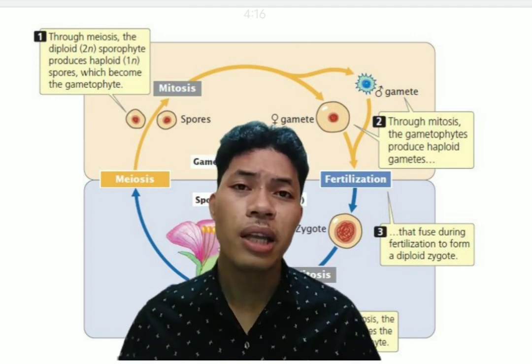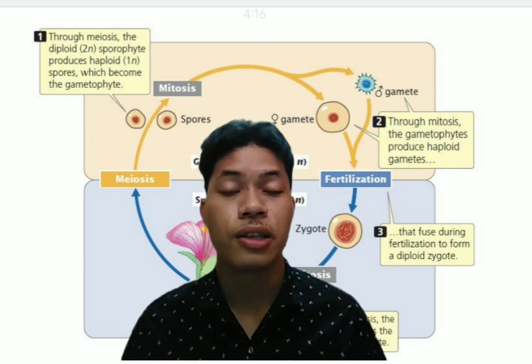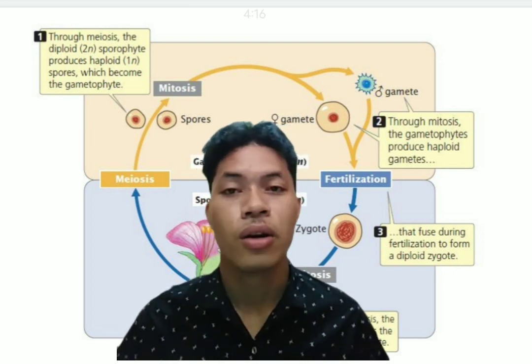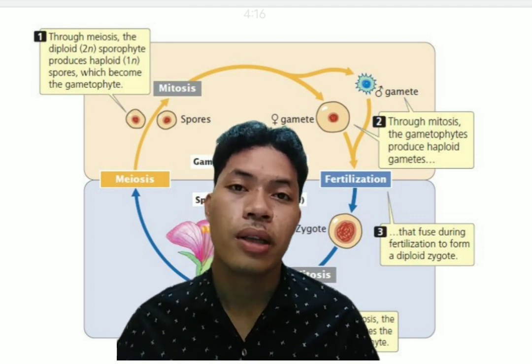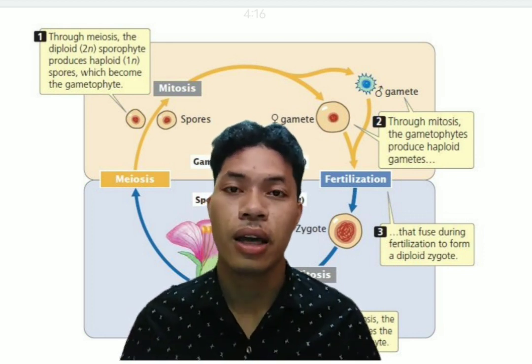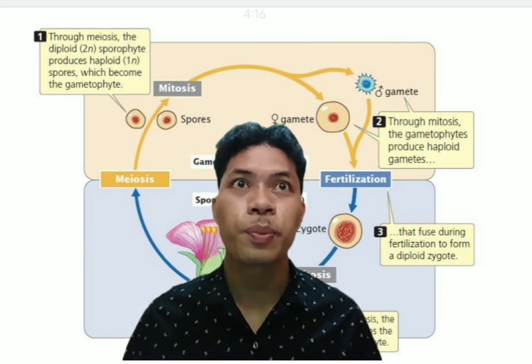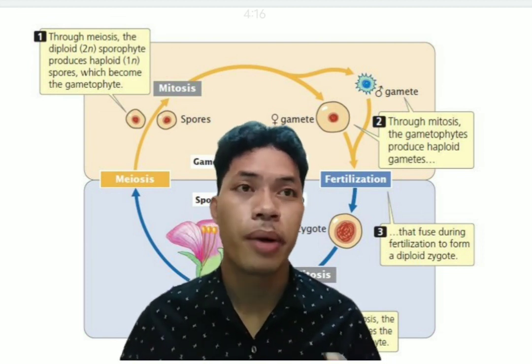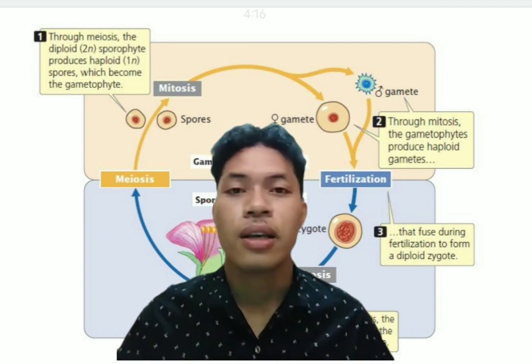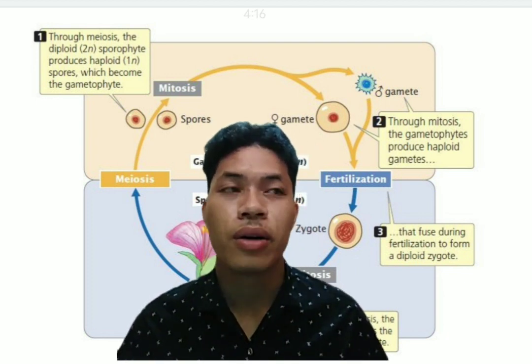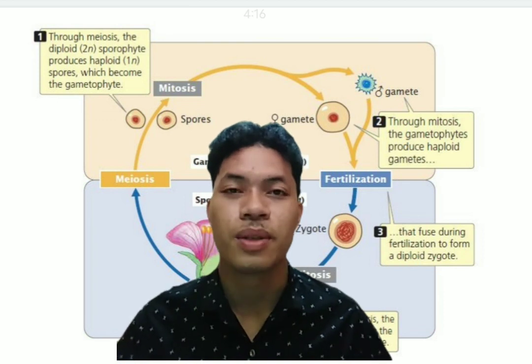However, the main difference between gametophyte and sporophyte is in the number of chromosome sets, or the ploidy of the plant body in each phase. So the prime distinction between sporophyte and gametophyte is the number of sets of chromosomes.